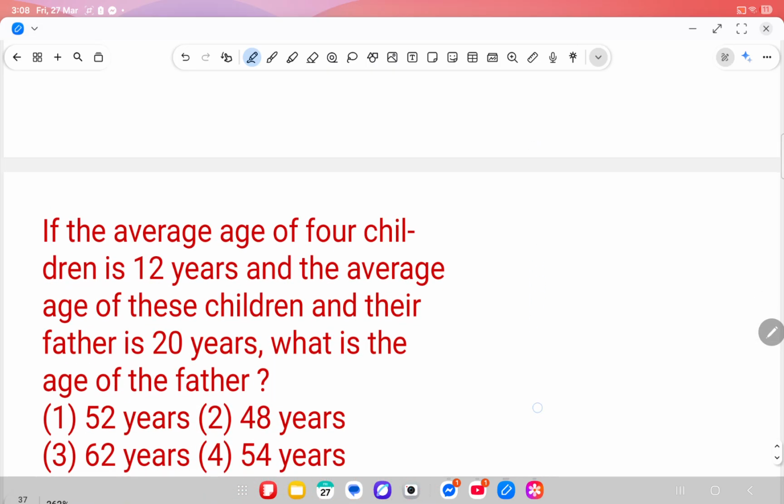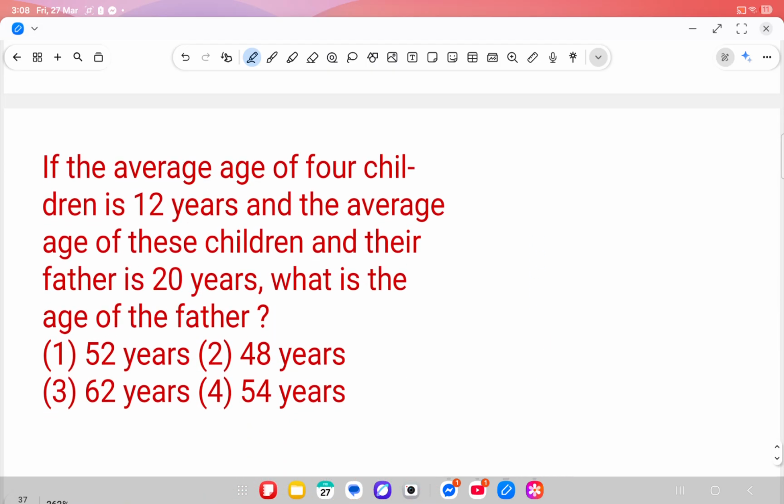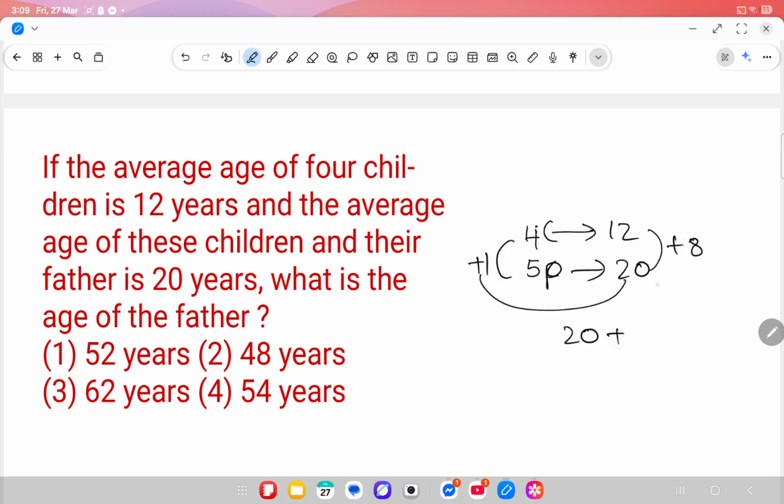Then if the average age of 4 children is 12 years and the average age of these children and their father is 20 years. The 4 children's average is 12 years. With his father, 5 people now become 20. How many members are increased? 1 member. Average increased by 8. So 1 into 20, 20 plus 8 into 4, 32. So total it becomes 52. So the father's age is equal to 52.